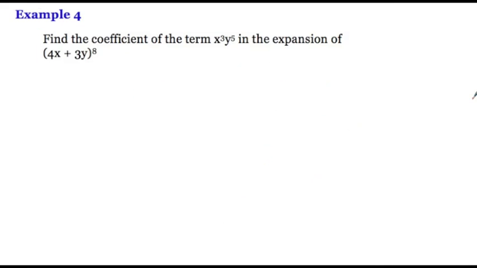Okay, now we're going to look at the last example, example number 4. It says find the coefficient of the term x cubed y to the fifth in the expansion of that. So it doesn't tell us exactly what term we need, but if you remember how we use the nCr, x to the n minus r and y to the r, we know that if we match it up with this right here, we know that right there is going to be our r value, right? So r is going to be 5.